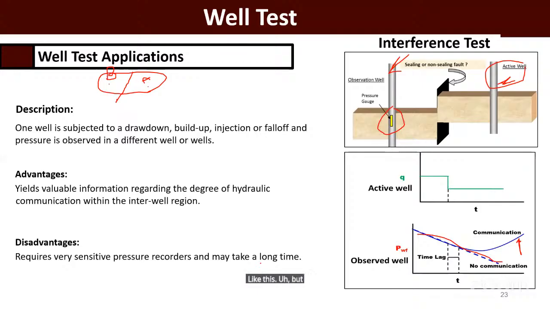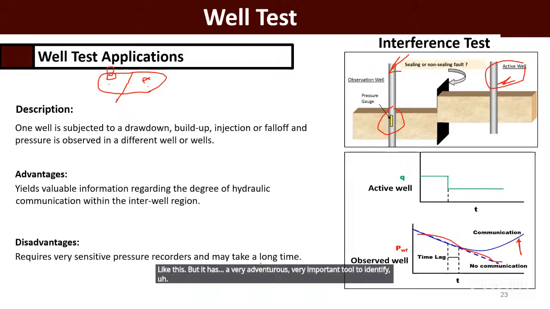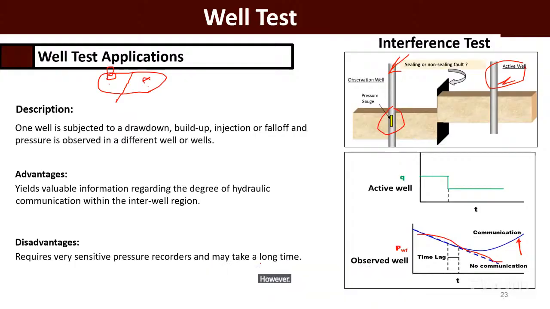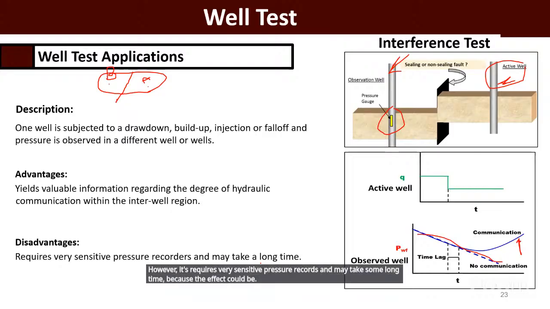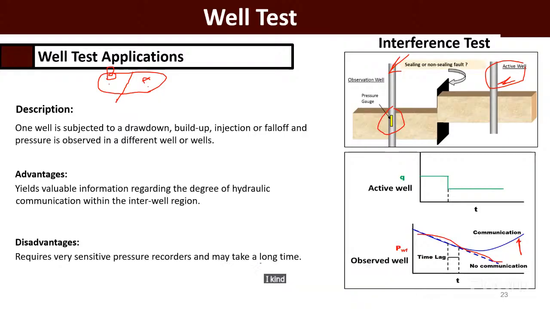It is a very advanced and important tool to identify if the fault is sealing or not, or if there is communication between reservoirs or not, and it's very critical for field development. However, it requires very sensitive pressure records and may take a long time, because the effect could be weak because of the distance between the two wells.